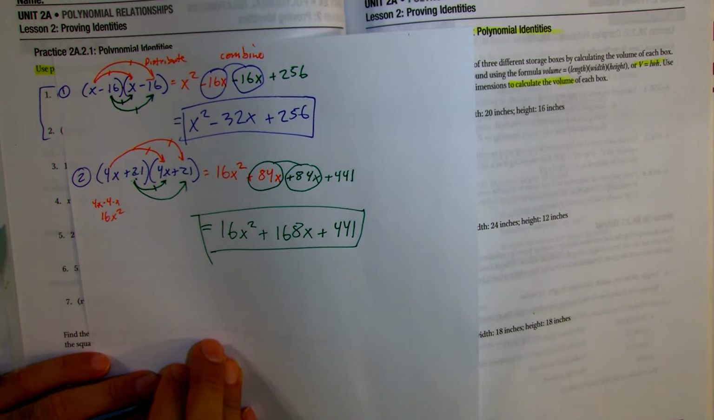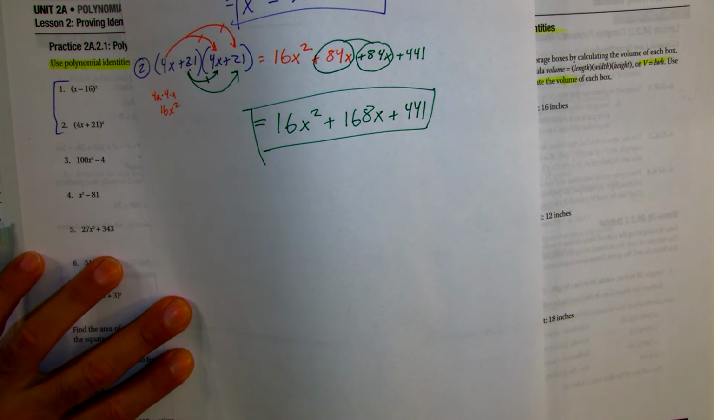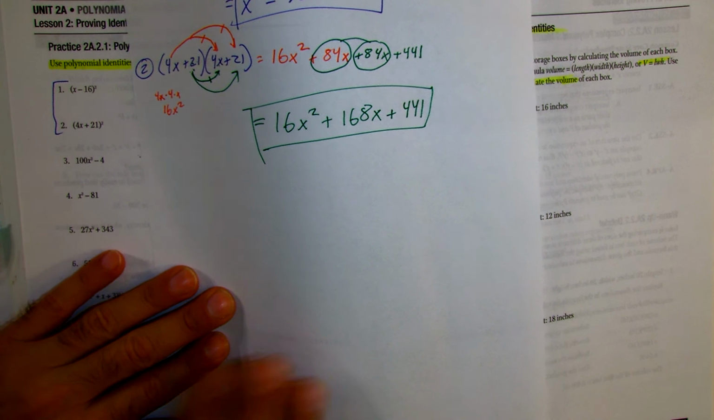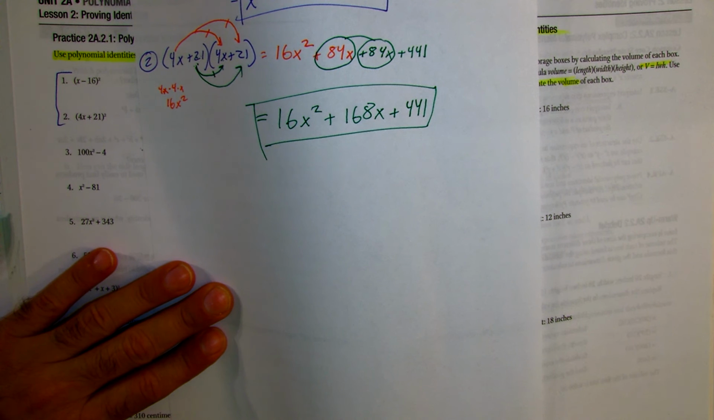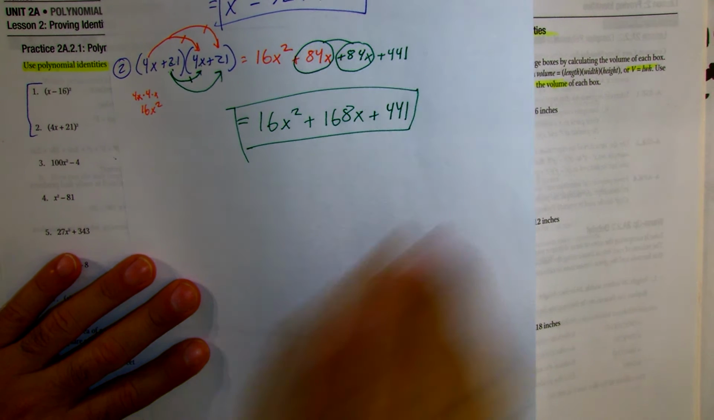All right, let's look at number 3. All right, number 3. Let me see what's going on here. One sec, where's that thing at? This thing always disappears. There you are. All right, let's look at number 3 now.